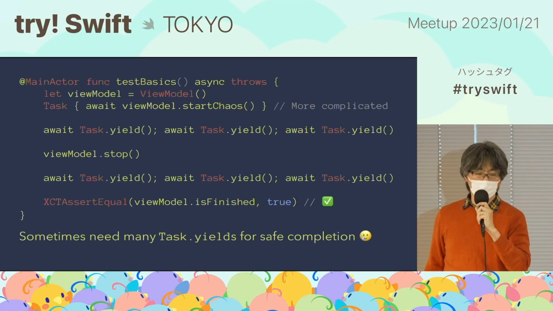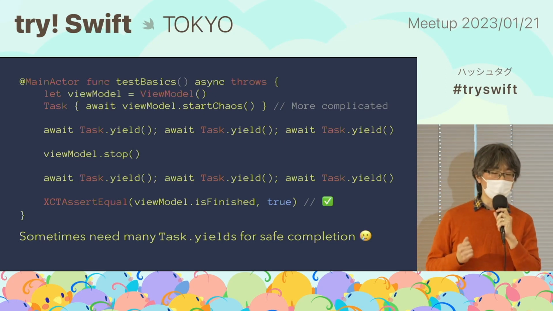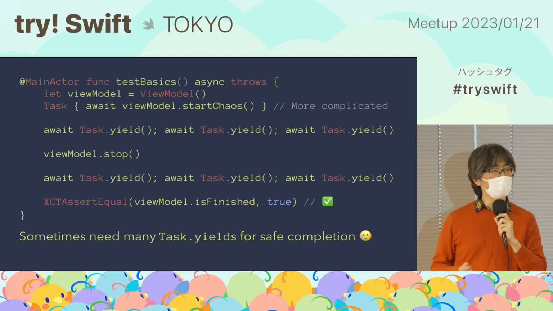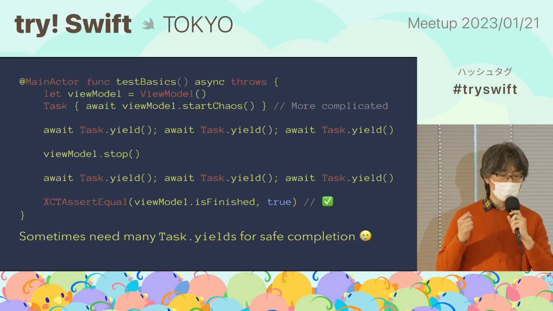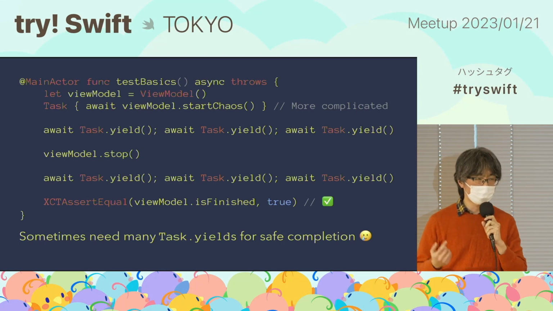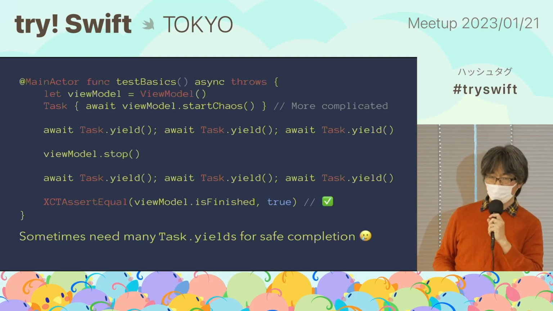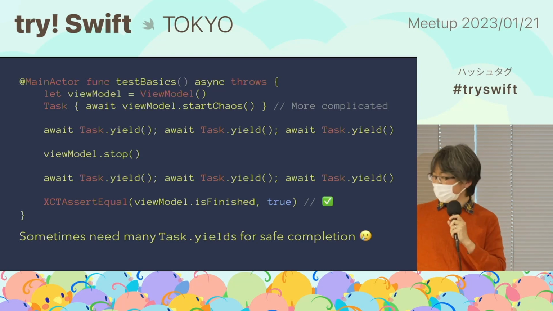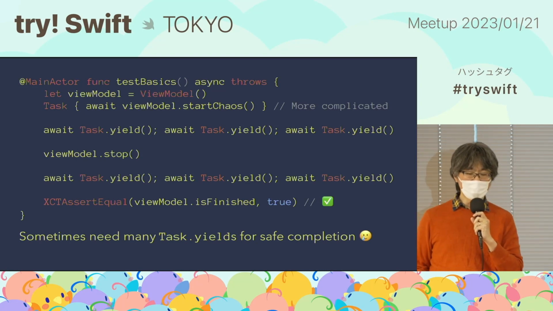But here comes another trouble. Unlike RxSwift's TestScheduler, Swift concurrency's Task.yield is not a precise, deterministic virtual time advance, which heavily relies on the Swift concurrency runtime. So if our start method is more complicated than the previous example, just calling one Task.yield might not be enough. We might sometimes need 2 Task.yields, or 3 or more. We don't know how many times we need to loop this. So this is quite annoying.